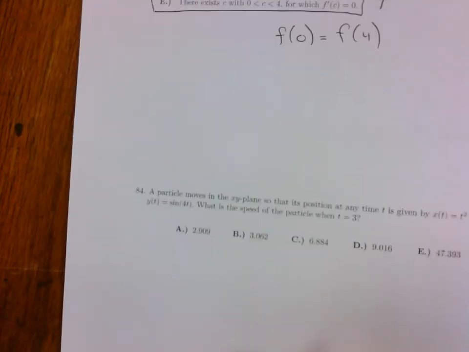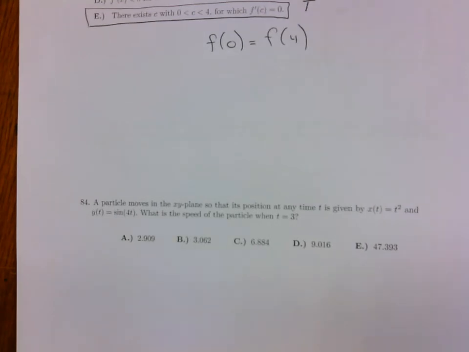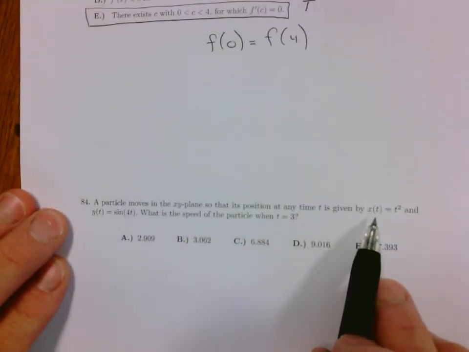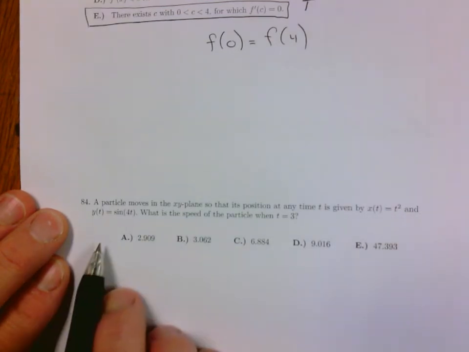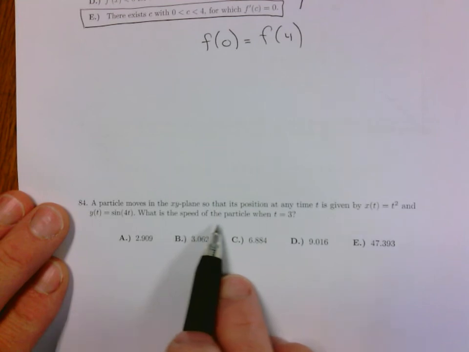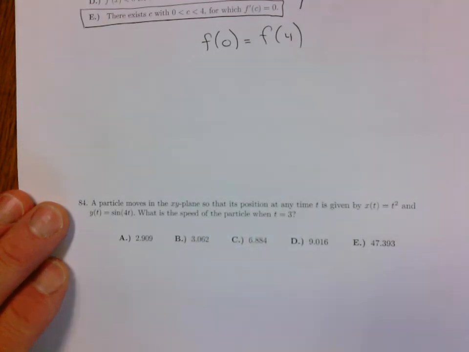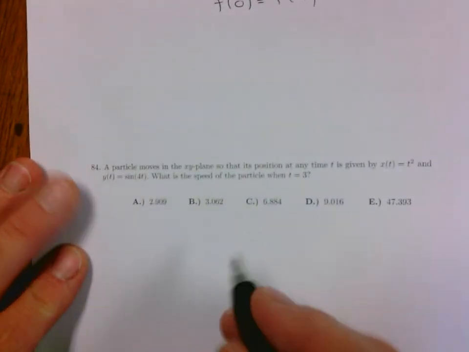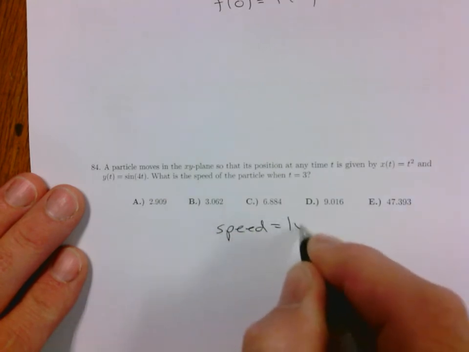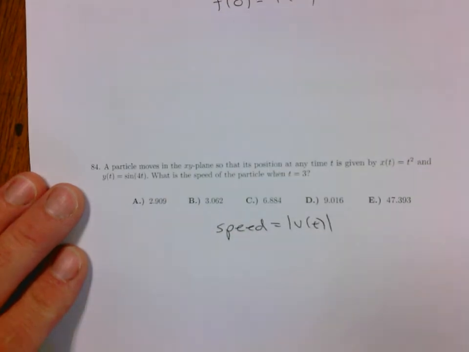Okay, and the last one. A particle moves in the xy plane so that its position at any time t is given by x of t is equal to t squared and y of t is equal to sine of 4t. What is the speed of the particle when t is equal to 3? So speed, if you recall, is the magnitude of the velocity vector.